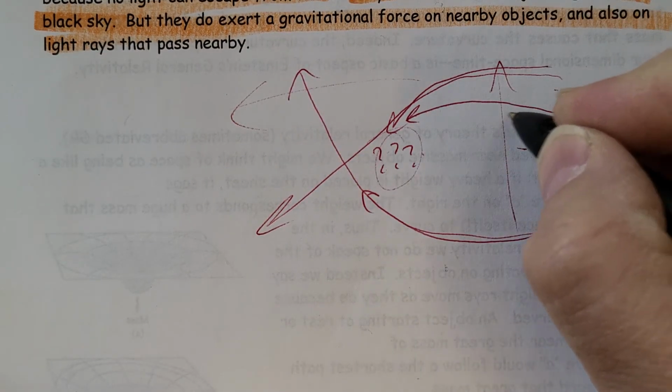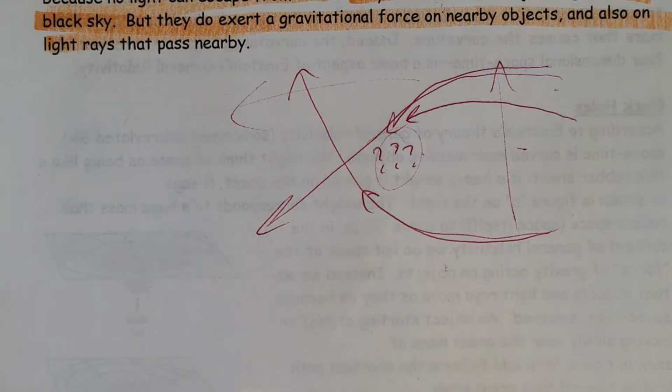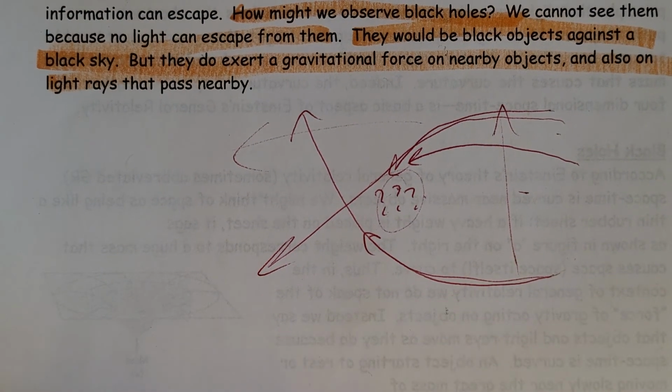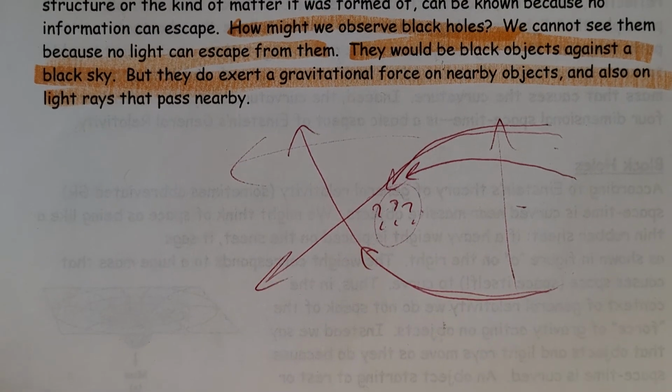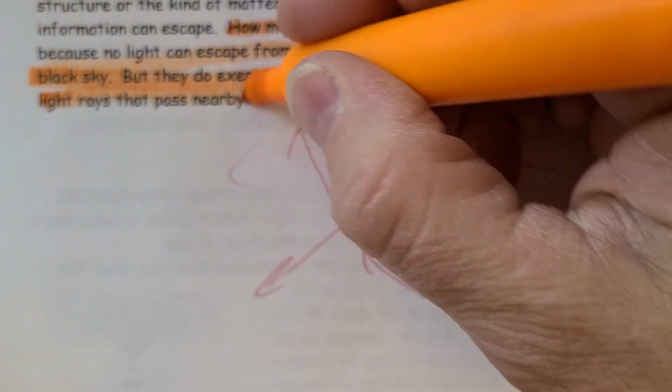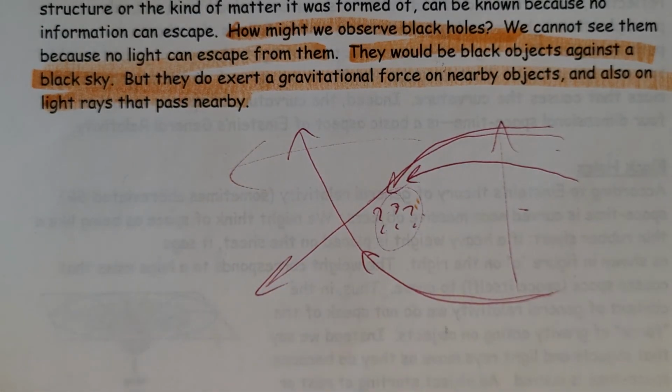Or light itself, we see curving light towards a specific area. That could be an indication of a big black hole. And in fact, that's what you can see. You can't see a black hole itself, but you can see the effects on light rays that pass by or other objects that pass by.